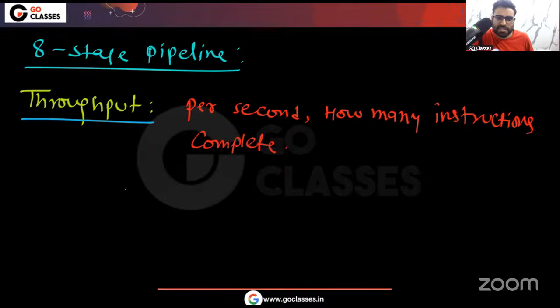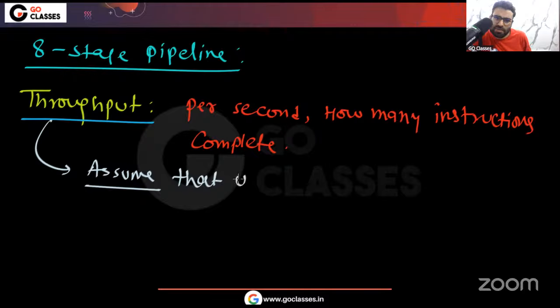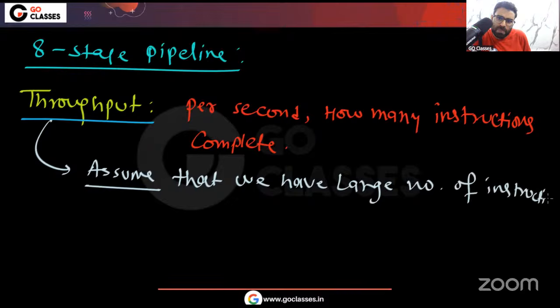Overall, let's assume we have a large number of instructions. When we calculate the throughput, we assume that we have a large number of instructions. Remember, throughput is calculated when you assume that a large number of instructions are executing.